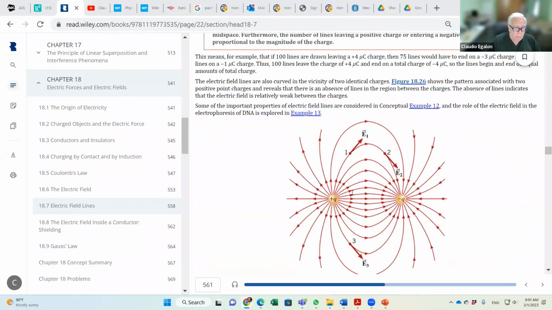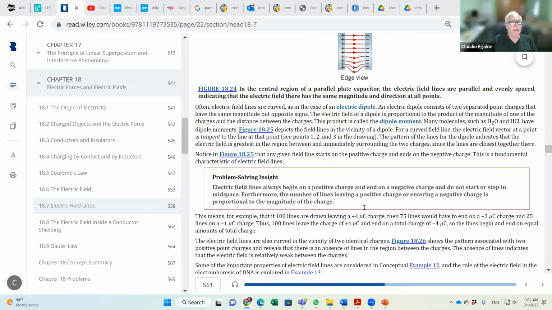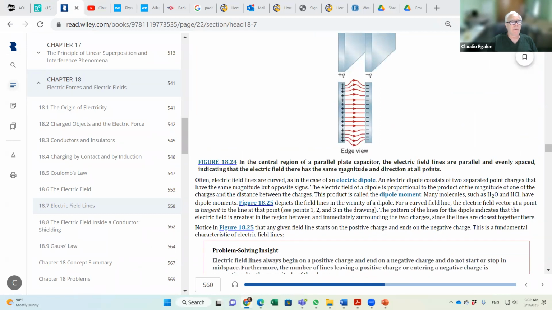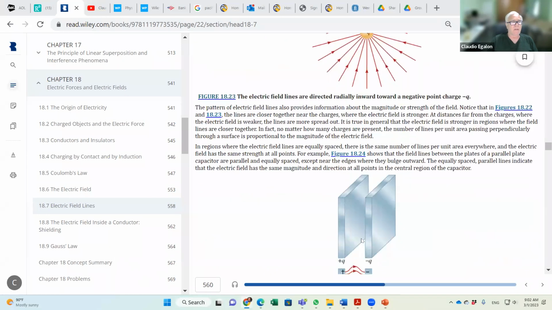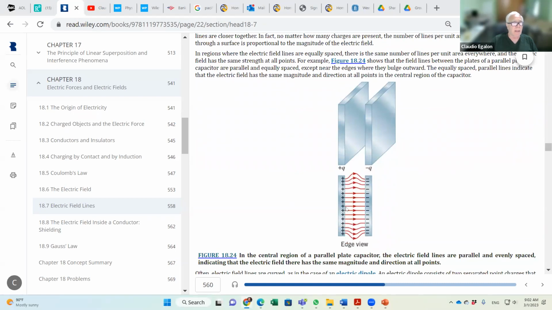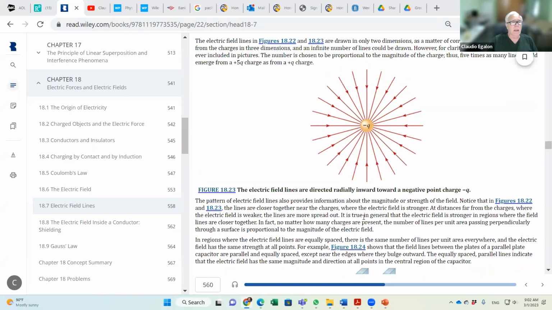Then things can become complicated. This is the simplest electric field configuration you're going to see out there. For a point charge, that's the next simplest configuration. The parallel plate is simpler because the field is uniform. The magnitude of the field here is the same as here, and so on. For the point charge, the magnitude varies with the square of the distance. It is stronger here, and weaker and weaker as you move further and further away from the charge.